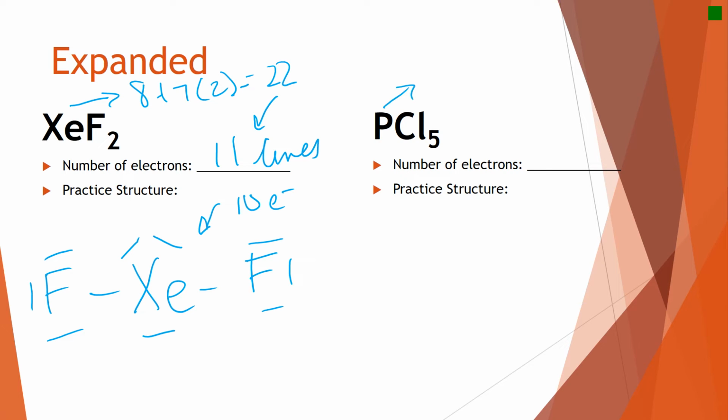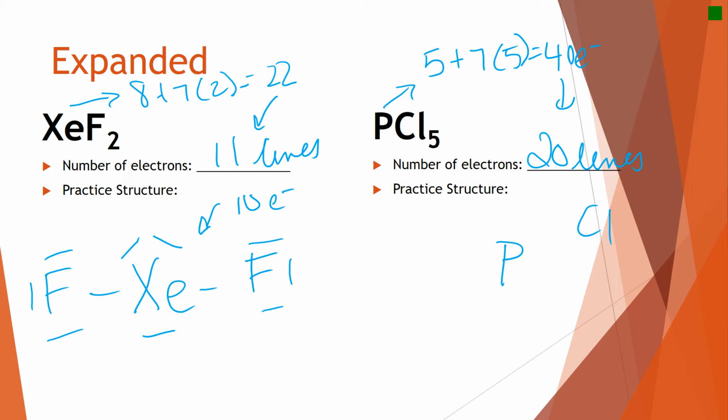PCl5. P has 5 valence electrons. Cl has 7, but we have 5 of them. So total, that is 40 electrons, which means you're going to have 20 lines you can draw. Okay, so I'm going to put P in the center, and I'm going to surround it with my halogens as symmetrically as possible. It's supposed to be an L.